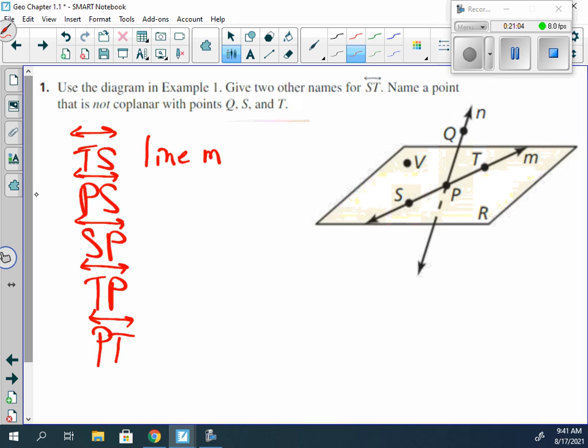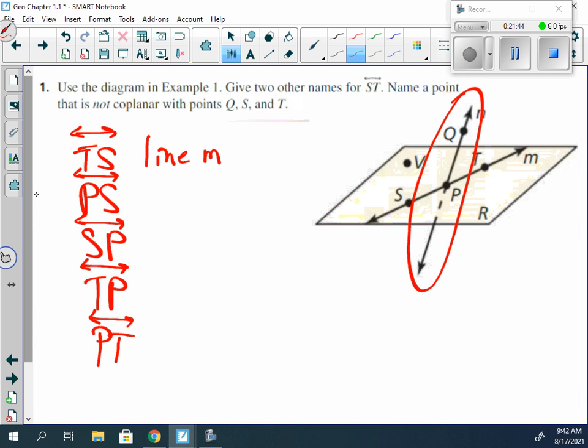Now, one of the interesting things with this, on a side note, is that line TS, PS, SP, TP, PT, or line m is contained within the plane. Because if you notice, both of the arrows do not extend outside the plane. A line extends without end. A plane extends without end. So this line is always going to be contained within the plane. The only way we know for sure that it doesn't is like this one here. We see that it intersects the plane and leaves. So it does not stay in the plane. It only makes impact at one point.